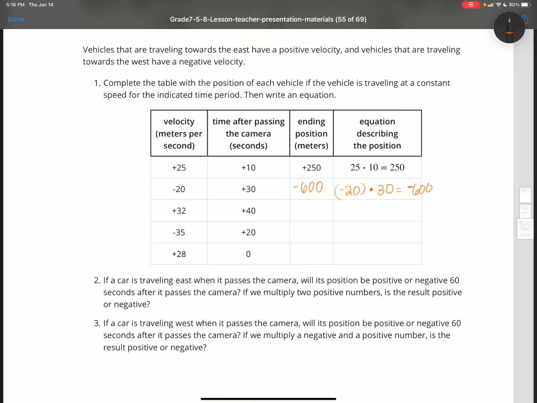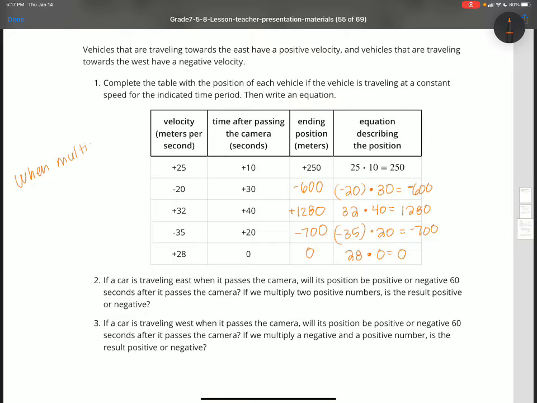For the next one, we have 32, which is positive, times 40, which equals 1,280, and that's going to be positive. All right. For the next one, it's negative 35, which has a negative symbol, times 20, which is going to equal negative 700 because the signs are different. And for the last one, any number times 0 is equal to 0. So 28 times 0 would be equal to 0. Okay?